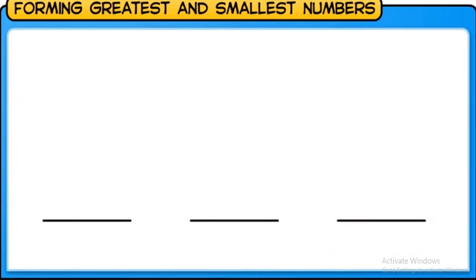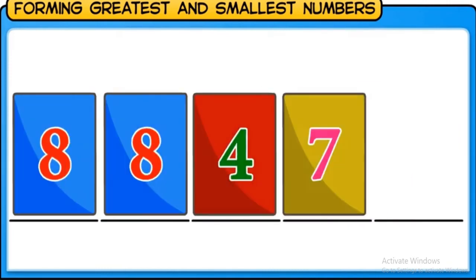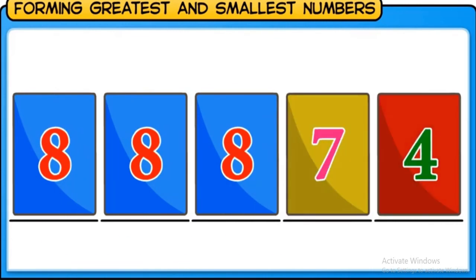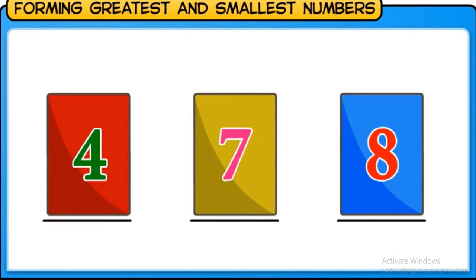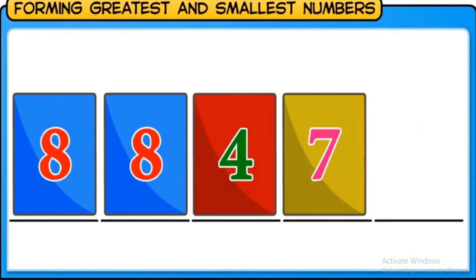20,357. Let us drag the number cards to the blanks to form the greatest and the smallest 5-digit numbers using the given digits. You are allowed to repeat the digits. To form the greatest number by repeating the digits, repeat the greatest digit in the highest places. Thus, using the given digits, the greatest 5-digit number that can be formed is 88,874.